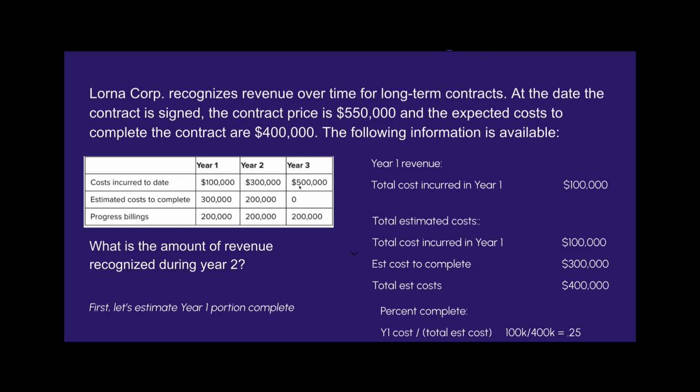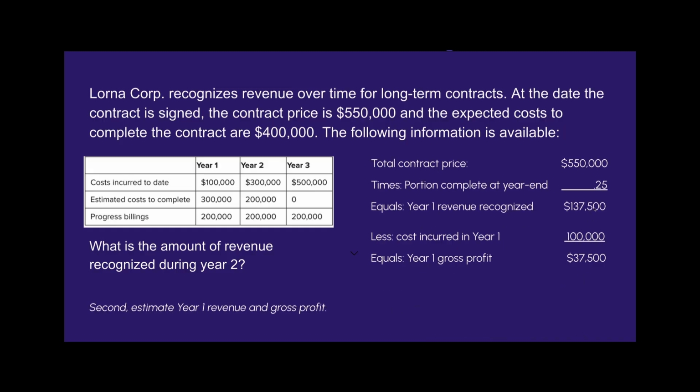So the first thing we're going to do is estimate year one revenue and expense. Even though our target is year two, we have to figure out how much we recognized in year one, because we subtract year one from year two in order to get the year two amounts to recognize. Let me show you. For year one, we were one quarter complete. That is, we had 100 incurred of a total estimated cost of 400, that is the 100 plus an additional 300, or 25% complete at the end of year one.